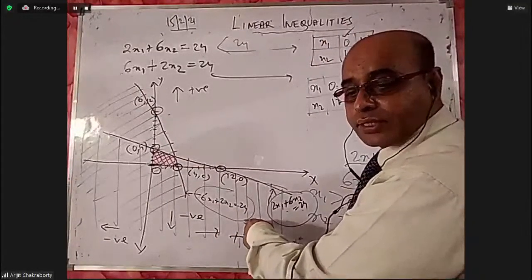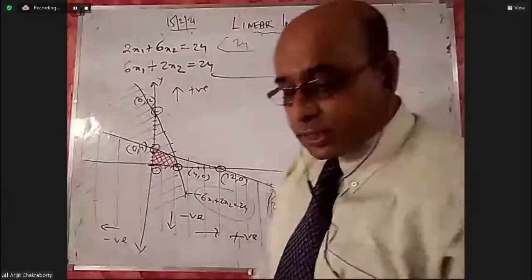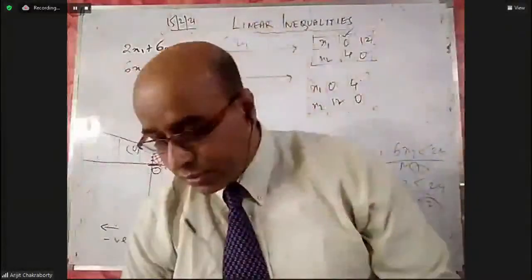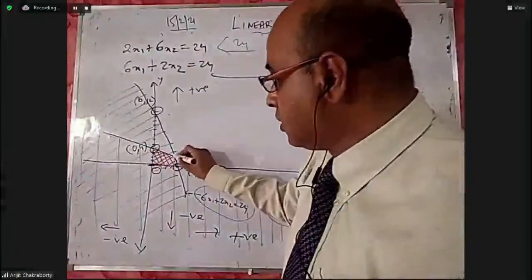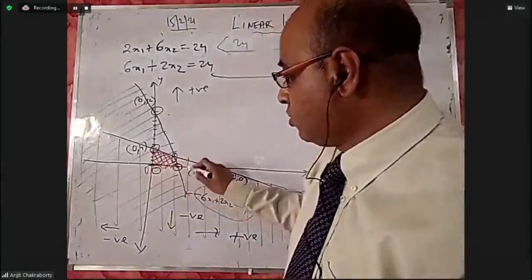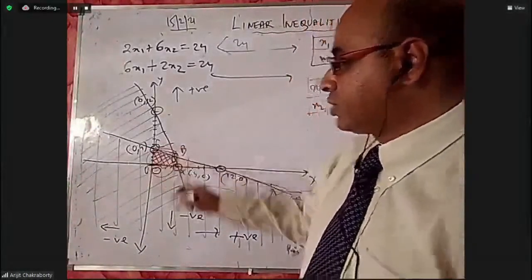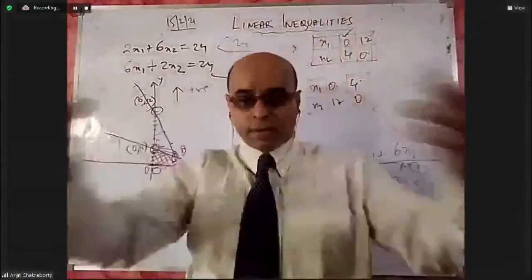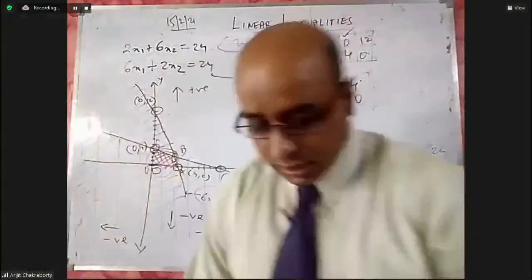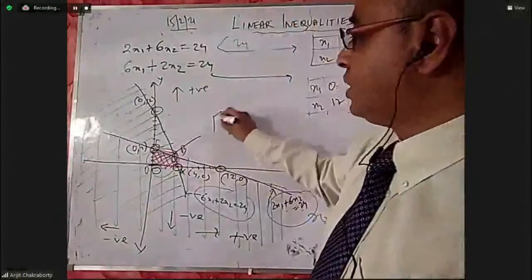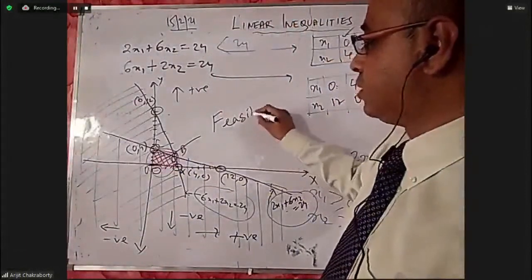Please see, very interesting point. These four points, if I write O, A, B, and C, this is the bounded region. Bounded means boundary. So this is what is called the feasible region.